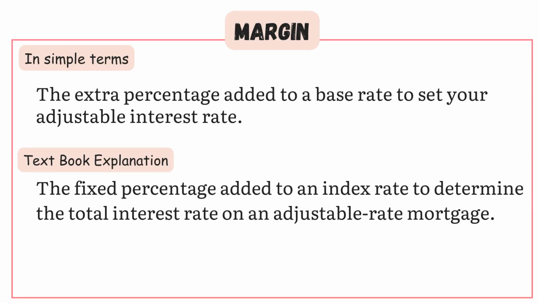Margin. In simple terms, it is the extra percentage added to a base rate to set your adjustable interest rate. As per textbook definition, margin is the fixed percentage added to an index rate to determine the total interest rate on an adjustable rate mortgage.